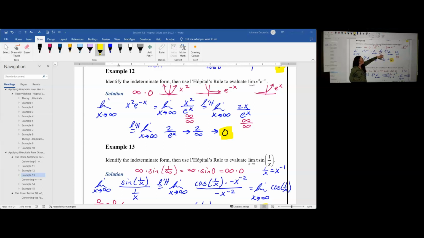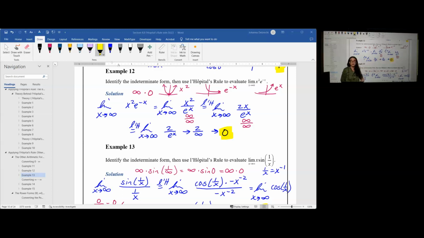X squared goes to infinity again, but e to the x also goes to infinity. So we have the basic form infinity over infinity. We apply L'Hopital's rule once to get a line over an exponential, which again invokes L'Hopital's rule. Remember that e to the x is differentiable everywhere, and polynomials are differentiable everywhere. Applying again, we get 2 over e to the x.